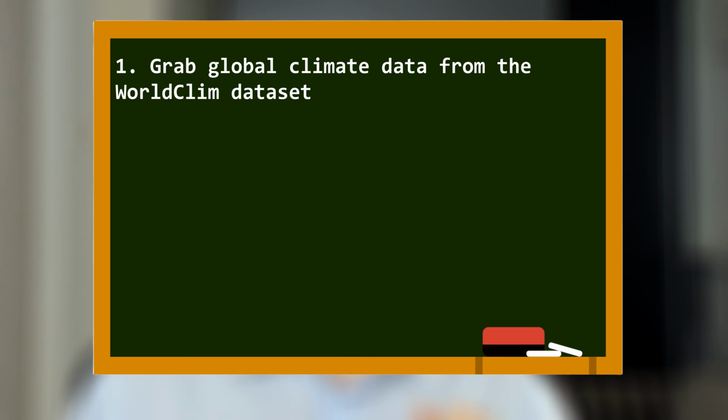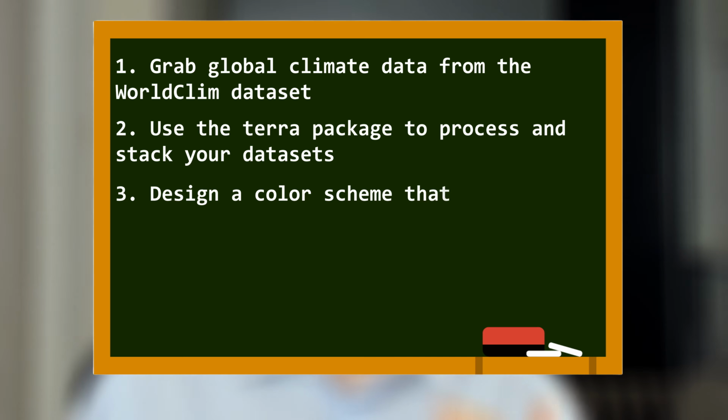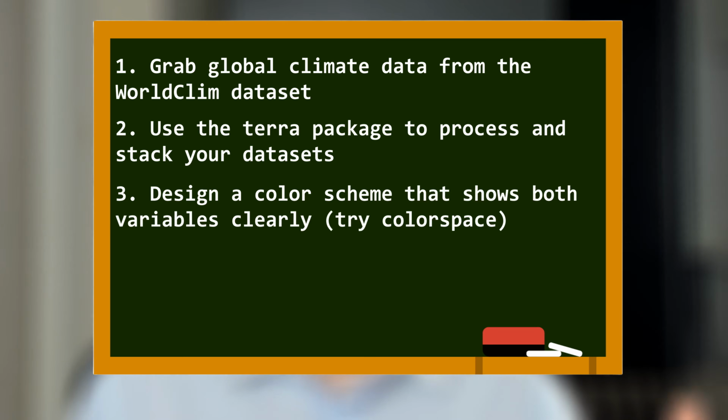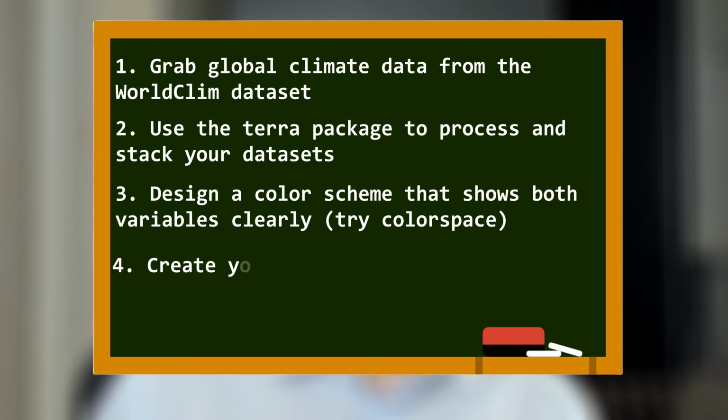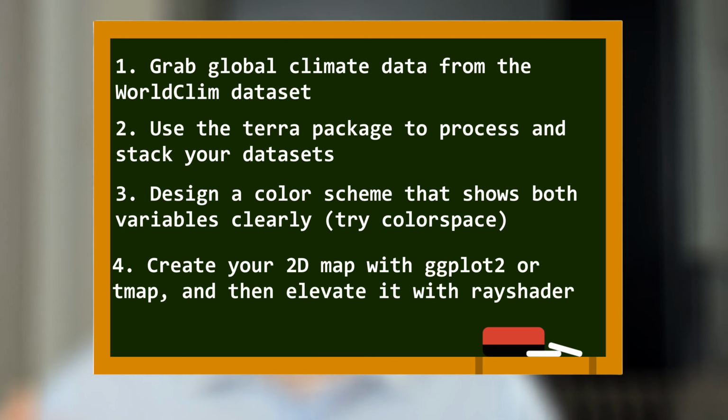First of all, grab global climate data from the WorldClim datasets. Then, use the terra package to process and stack your datasets. Then design a color scheme that shows both variables clearly. For example, try the colorspace library. And after that, you can create your 2D map with ggplot2 or tmap, or you can also elevate it with rayshader for that 3D wow factor.